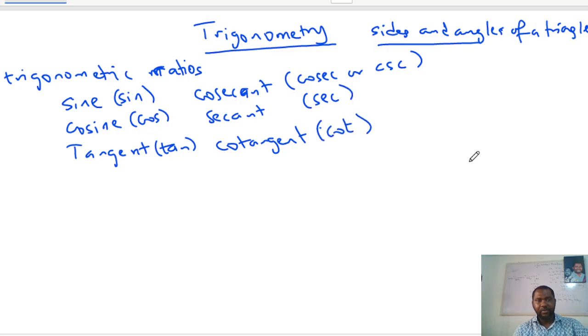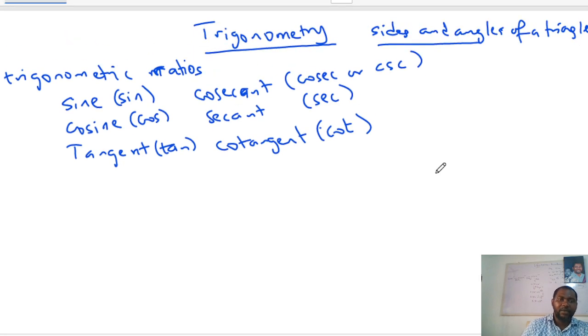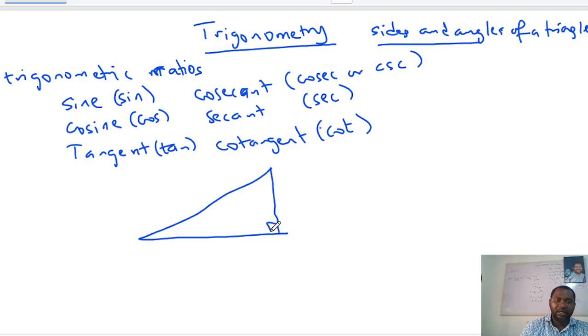Now we can find the values of these trigonometric ratios especially using a right angle triangle. A right angle triangle is a triangle in which one of the angles is 90 degrees. So this is a right angle triangle. Let's assume that this is the angle of interest. The side facing the angle of interest is called opposite. The longest side is called hypotenuse, while the other side is called adjacent.